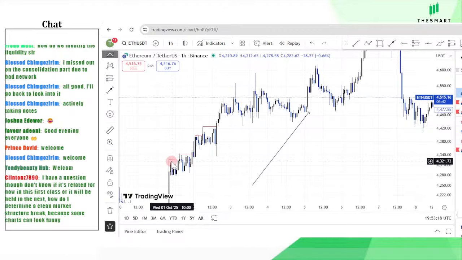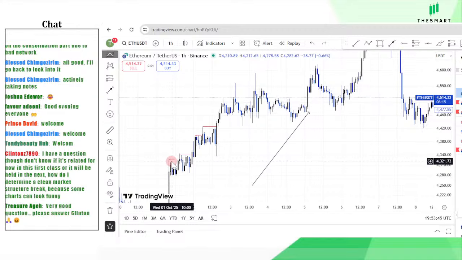Okay, coming to the question Clinton is asking: how do I determine a clear market structure break? Because some charts can look funny. No, definitely. This is just the introduction, just day one. We have it spread across 3 months. If we exhaust it before 3 months, depending on how fast everyone is catching up, fine. But I don't want it to be so hectic, even though I scheduled the classes to be daily. I want people to be able to focus on other things.